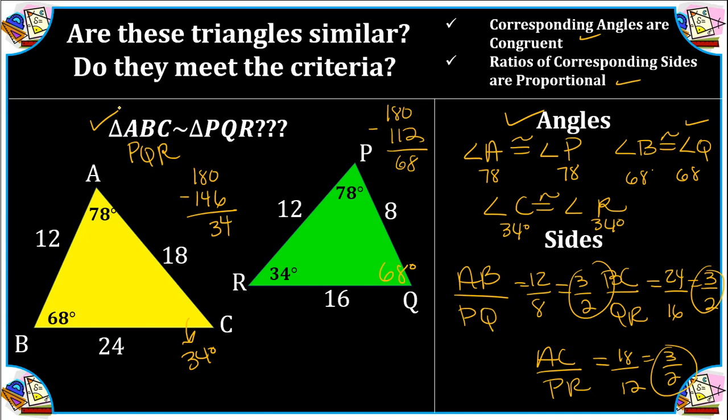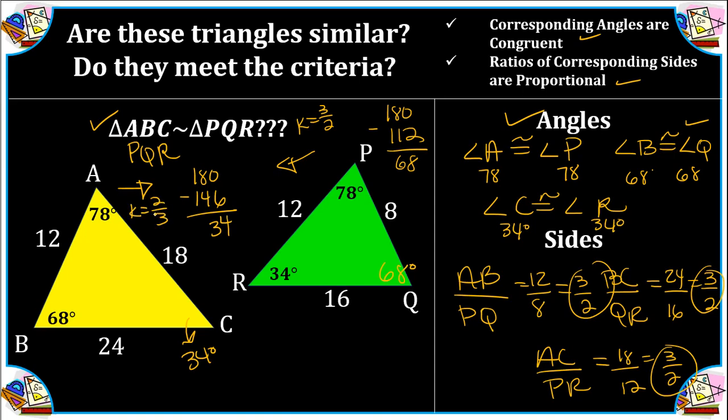Our scale factor, if we went from the small to the large, our scale factor would be 3/2. But if we started out with ABC as the pre-image and we went to PQR, then our scale factor would be 2/3.